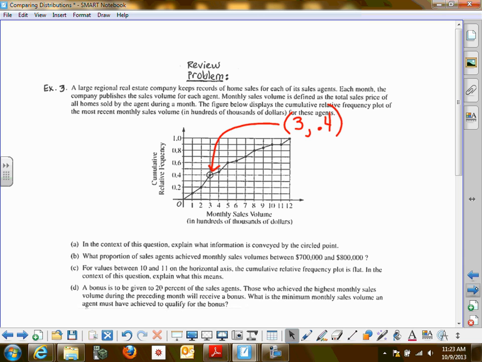relative frequency. So these numbers are adding on to each other. And it's relative, so that means it's in what? Percents, not counts. Okay. It describes that in terms of the most recent monthly sales volume in hundreds of thousands of dollars for these agents. So, first question is, what does this circle point mean in context? This point is 3, 0.4. I want you to write down on your paper what this point 3, 0.4 means in context of this problem. Do that now, and we'll check.